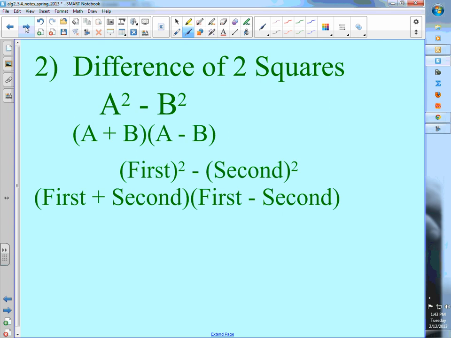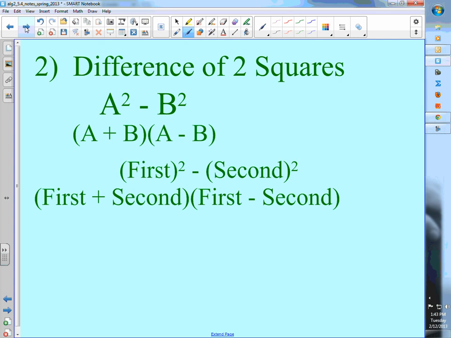GCF, what's it stand for? Greatest common factor, not the goodest common factor, or get a common factor, or greatest common fail, or garbanzo. I'm sure we could come up with something.